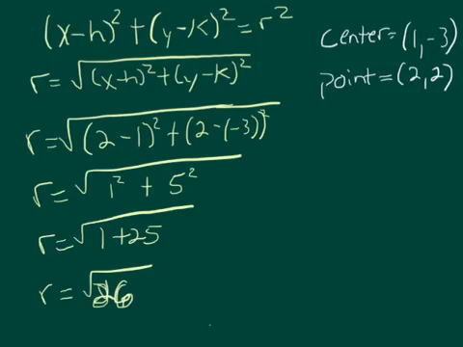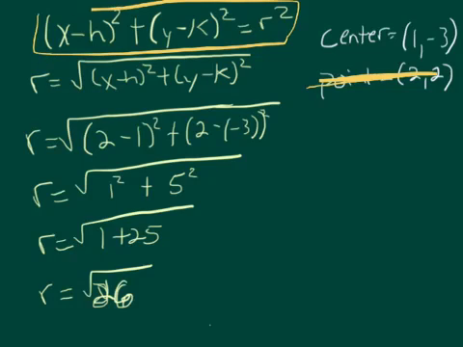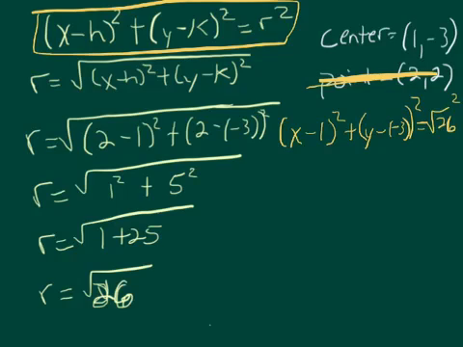Then from there, if the problem asks you to make it in standard form, you would go back to the original equation, get rid of the point because we don't need it anymore, and we would use this one up here, but now we have the radius. So it would say something to the effect of (x - 1)² + (y - (-3))² = (√26)².